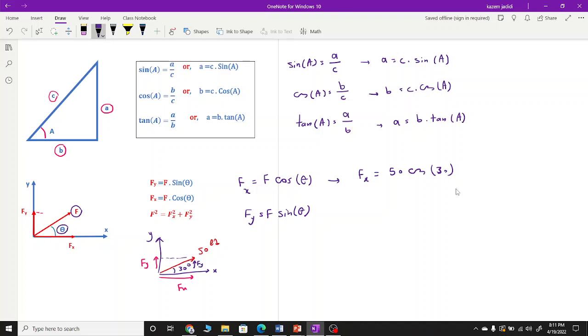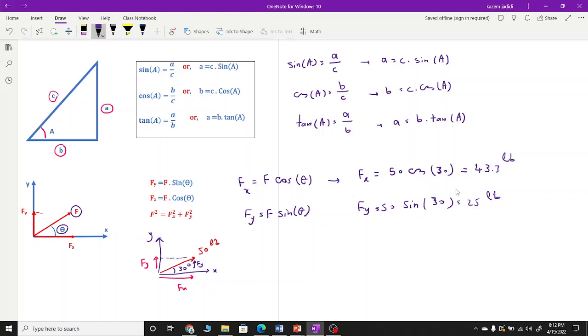Now, 50 times cosine 30 is equal to 43.3 pounds. And Fy is 50 times sine 30, and if you solve it, it's going to be 25 pounds. Don't forget to write units all the time. Throughout the program, you will need to practice using units.